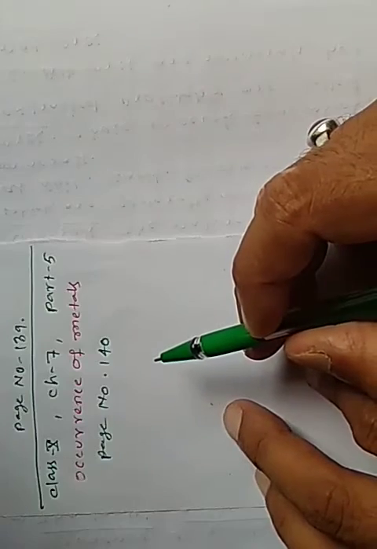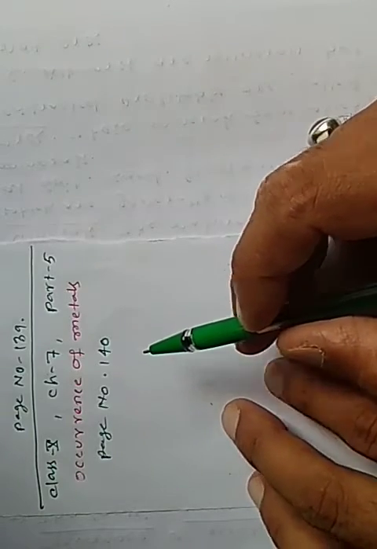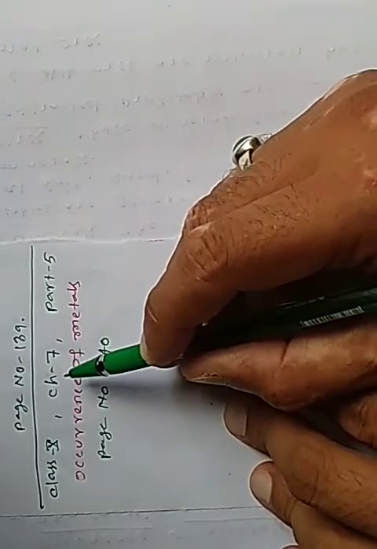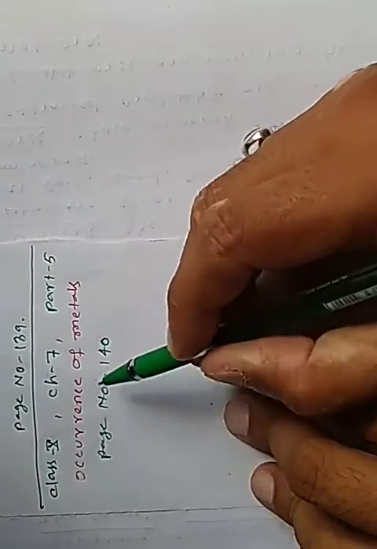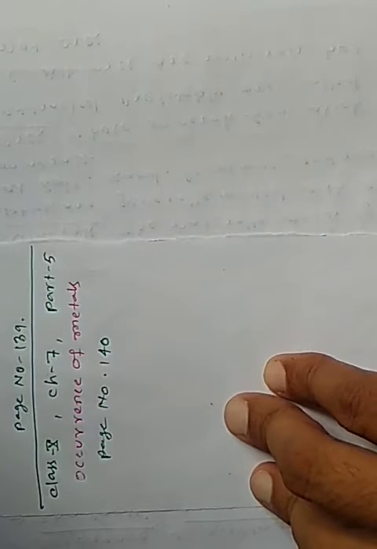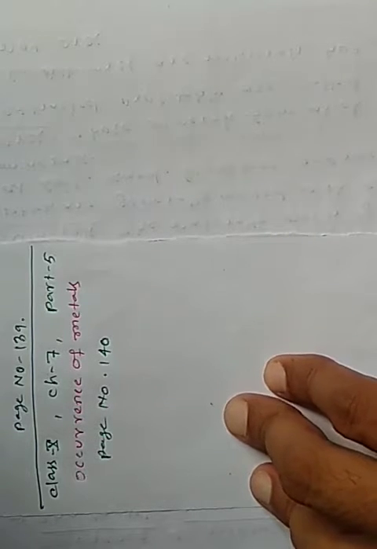Hello dear students, let's start a new topic, occurrence of metals. This topic is from chapter 7 of class 10th in the subject chemistry. Let's open your chemistry book and come to page number 140.